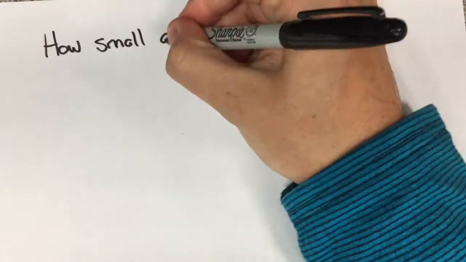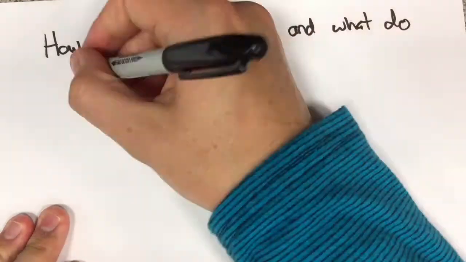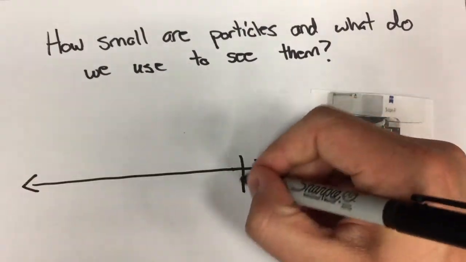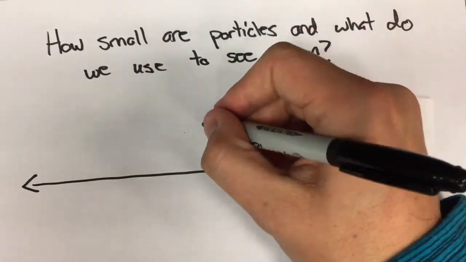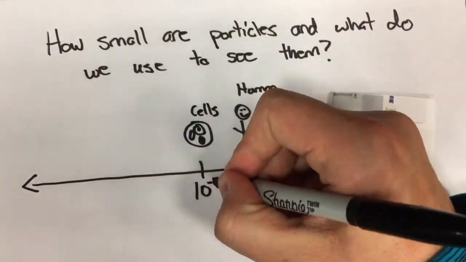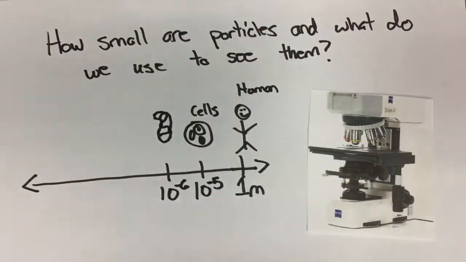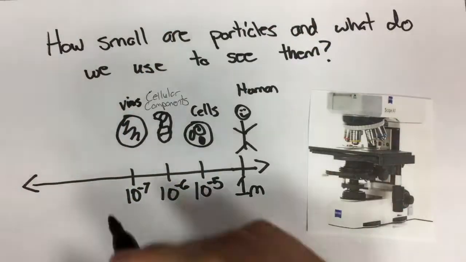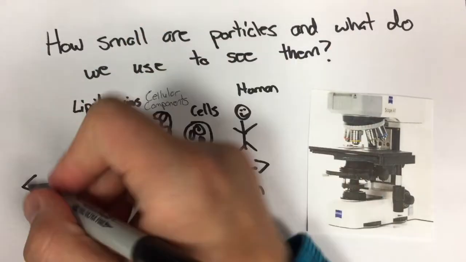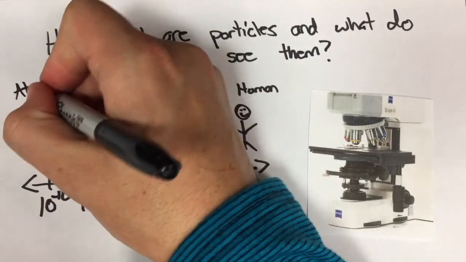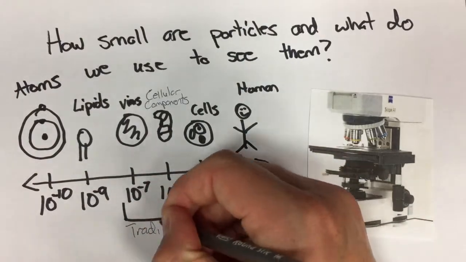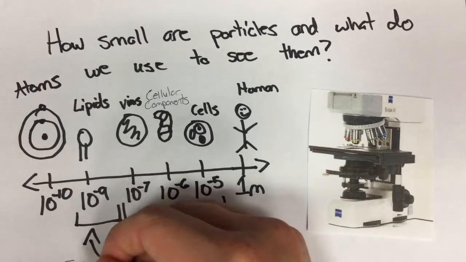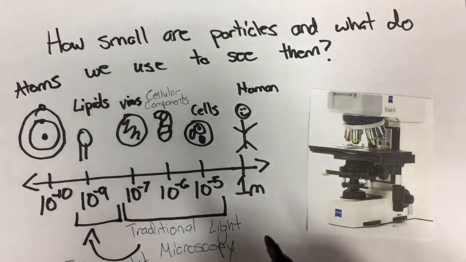So how small are the particles that we want to track, and how do we go about seeing them? Well, we use an optical microscope that is home-built into a custom setting, but we'll go over that later. To give you a sense of how small the particles are, a human is on the meter scale, cells are 10 to the negative fifth meters, cellular components are on the micron scale. Just below that is the size of viruses, and then lipids and proteins are on the nanoscale, and atoms are on the angstrom scale. The traditional light microscope can measure in these ranges, but in super resolution microscopy we want to measure in this region here at the nanoscale.